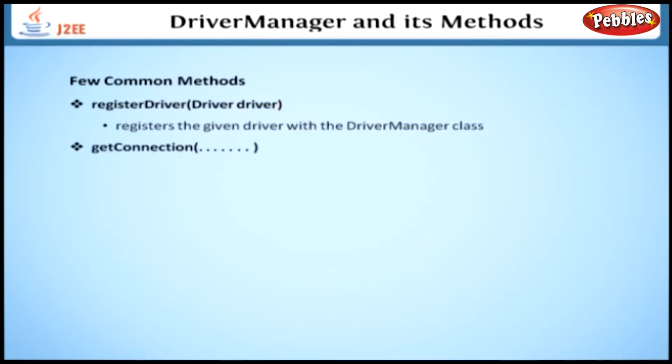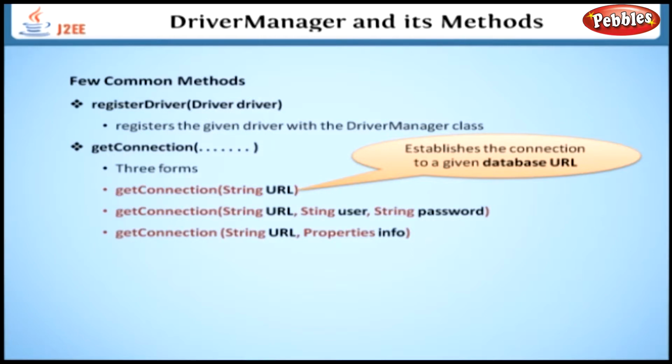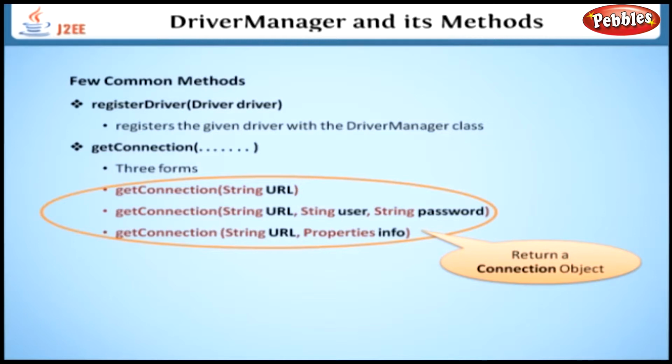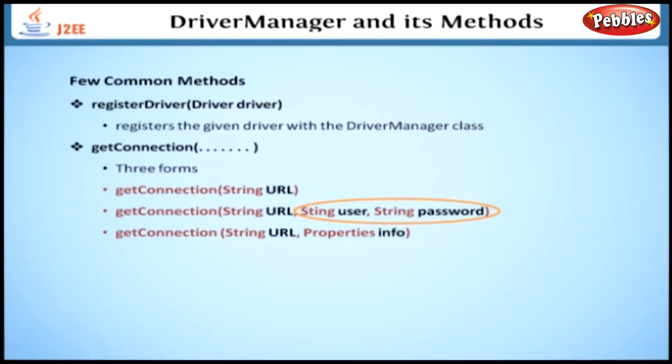getConnection is one of the important methods in the class. It has three forms. It establishes the connection to a given database URL. All these getConnection methods return a connection object. The basic functionality of all the getConnection methods is the same, but the parameters used to obtain the connection are different. In this second form, we give the username and the password to access that URL. In this third form, we give the information, which is the object of the properties file, with the database URL, to get a connection.